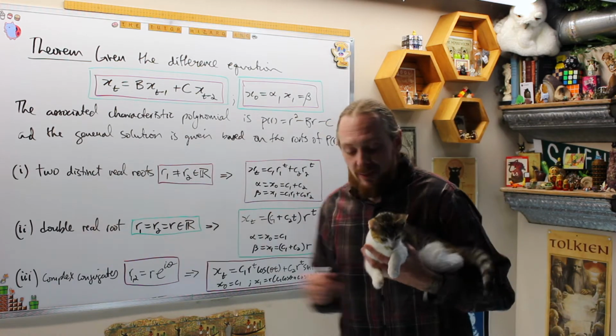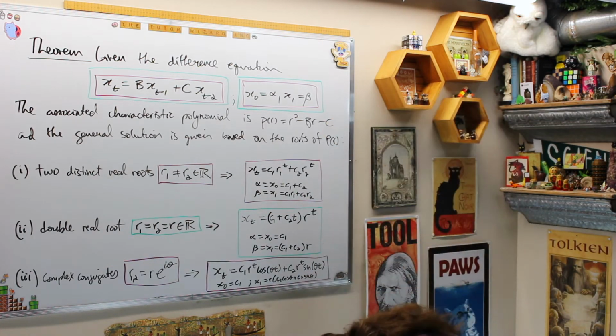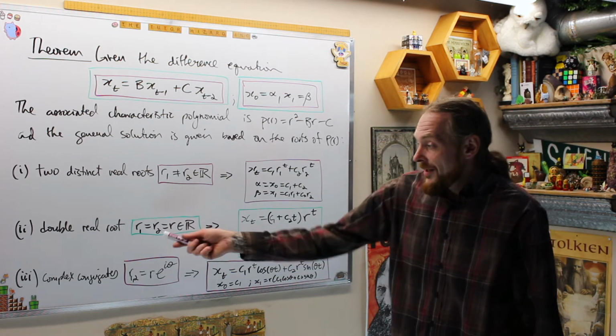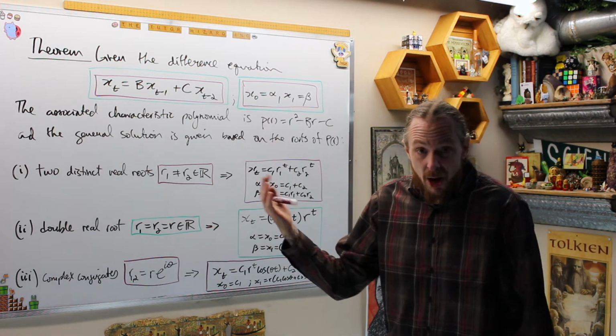I know, just a second. If we have a double real root, she wants to go play with the other kitties. Okay, go play.